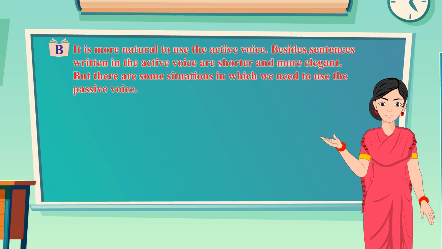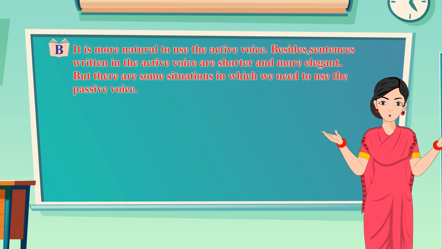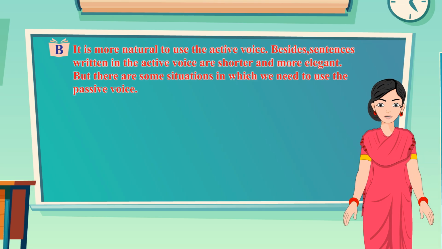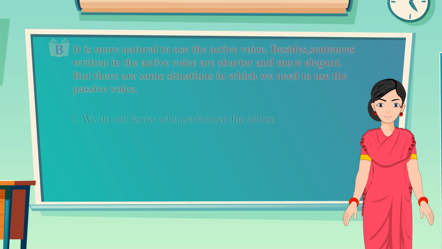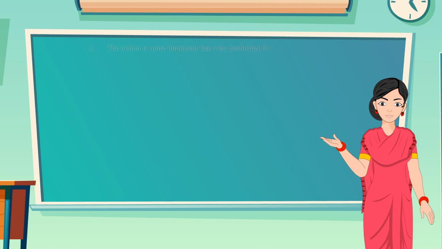B. It is more natural to use the active voice. Besides, sentences written in the active voice are shorter and more elegant. But there are some situations in which we need to use the passive voice. 1. We do not know who performed the action. My bag was stolen. I do not know who stole my bag.